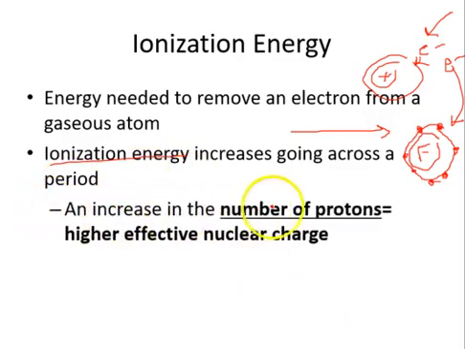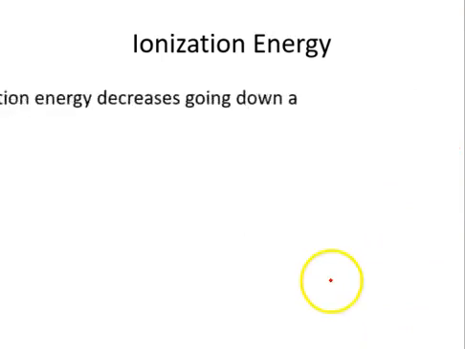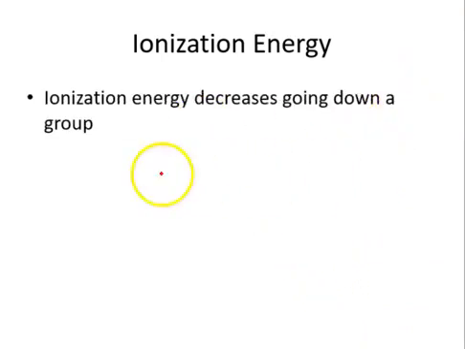So it's an increase in the number of protons, which increases the effective nuclear charge that makes it hard to get Fluorine's electrons away from her. Okay, so it decreases as you go down a group.